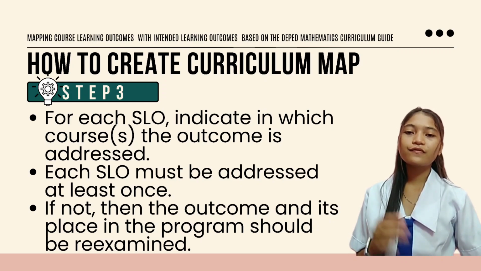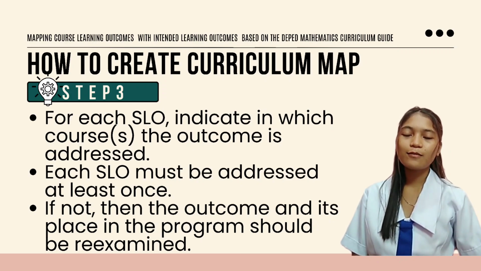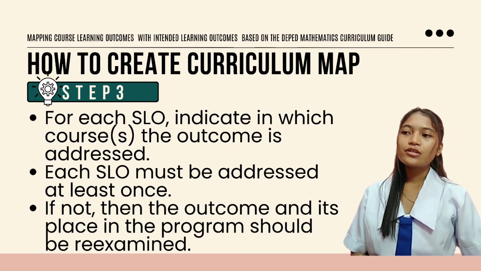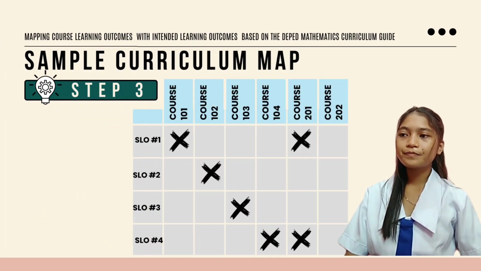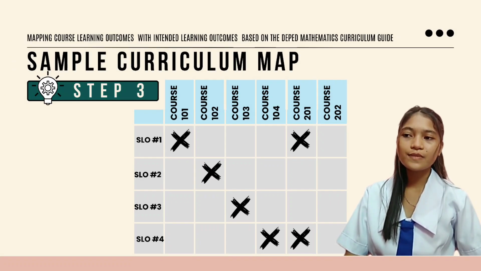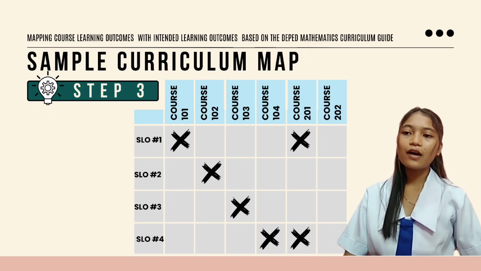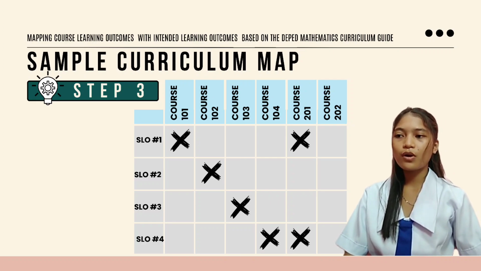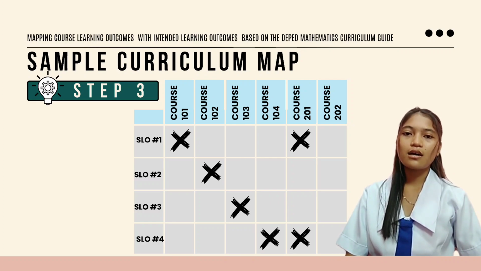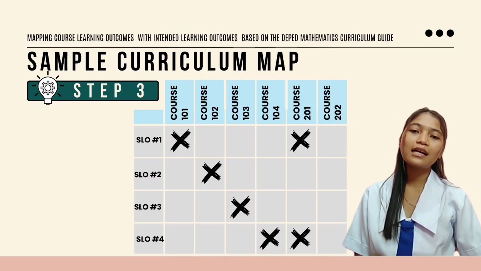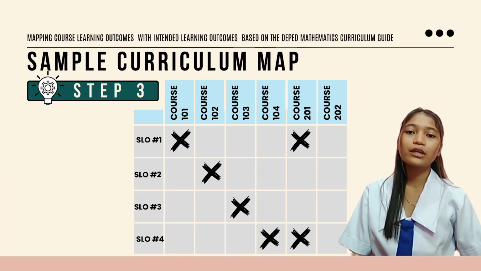Even just once, because if not, it will be re-examined, because your student learning outcome is useless if you cannot achieve it. So looking at the table, every learning outcome should have a specific course, because of course you cannot put learning outcomes if you do not have a course or specific course. So this template is just an example, but other schools will provide their own template on how you will create a curriculum map.